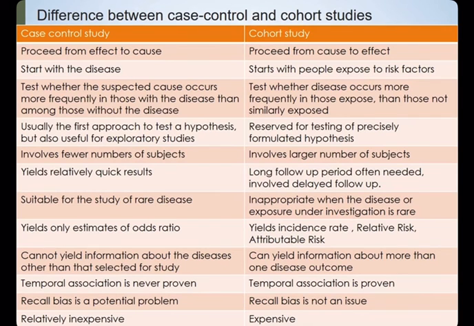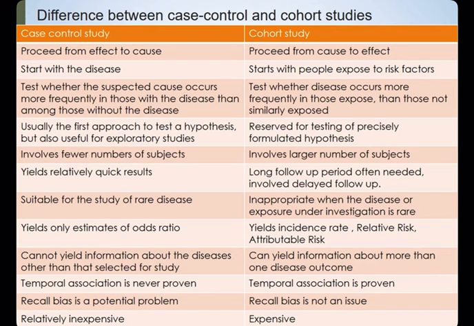In the next slide, we illustrate the difference between the case control study and the cohort study. Both proceed from the effect to the cause. The case control study starts with the disease, but the cohort study starts with people exposed to some risk factors. The case control study tests whether the suspected cause occurred more frequently in those with the disease than among those without, while the cohort study tests whether disease occurs more frequently in those exposed than in those who do not have this exposure.